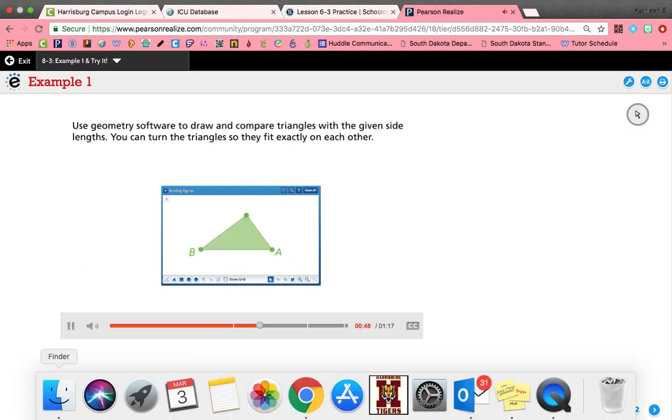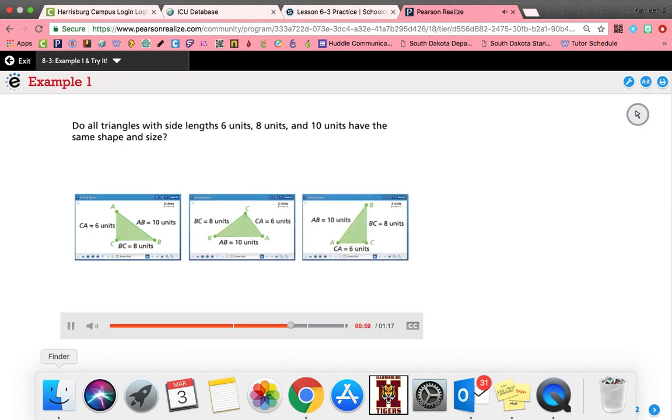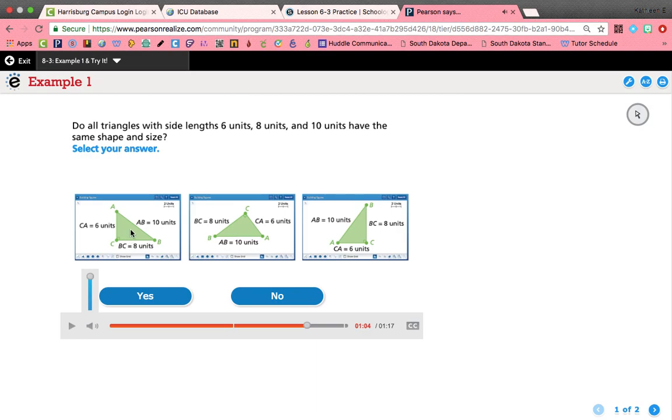You can turn the triangles so they fit exactly on each other. Do all triangles with side lengths 6 units, 8 units, and 10 units have the same shape and size? Select your answer. We just talked about, are these three triangles the same? They all have the same sides, but because we change which way it's standing up, does that change the triangle? Well, no, they are still all the same triangle.